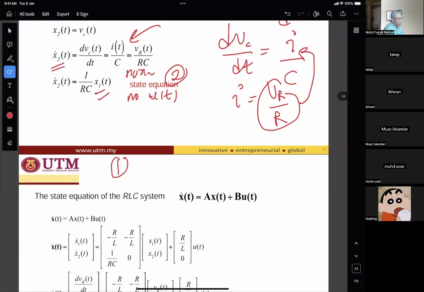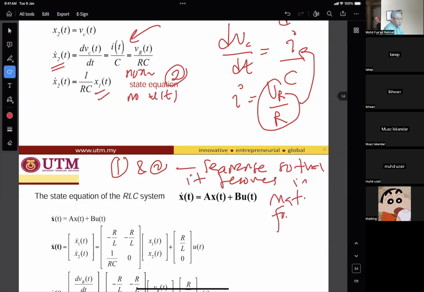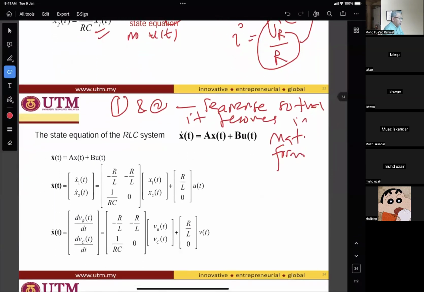So 1 and 2 rearranged so that it becomes in matrix form. Okay, so you will get the derivative state vector, the state vector, and the input. And this is matrix A, sorry, matrix A and matrix B.